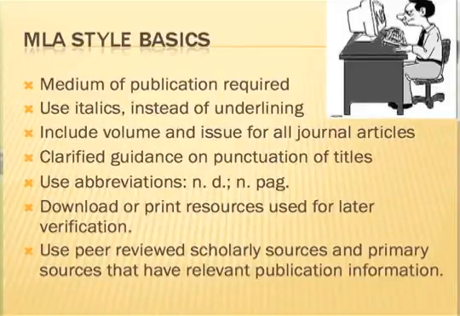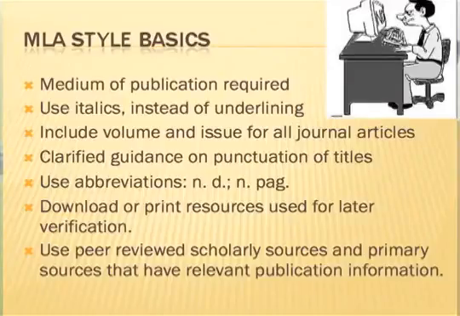Now, medium of publication is now required because at one time, everything was considered to be print. Well, most students today, we're going to get most of your stuff online and not print. So now we have to distinguish whether I got this in a traditional print format or online, or through radio or television or whatever. So I need to distinguish that. I'm now going to use italics instead of underlining for things of that nature. And I'm going to include the volume and issue for all journal titles out there as well.